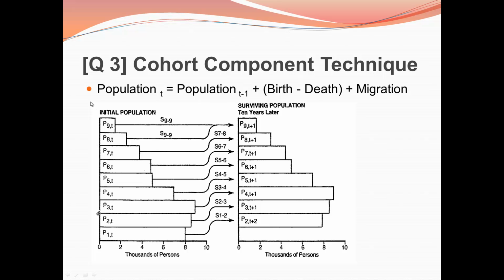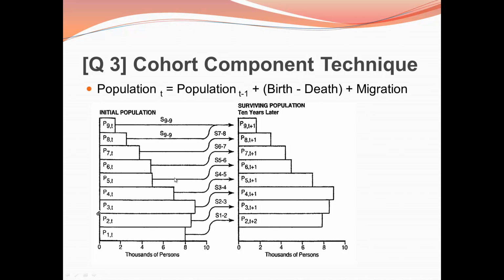This is the basic formula for the cohort component model. This model is used to estimate the future population. So population at time t is equal to the population at the previous period, time t minus 1. And then we should take birth and death into account. And then the last thing to include is the migration.